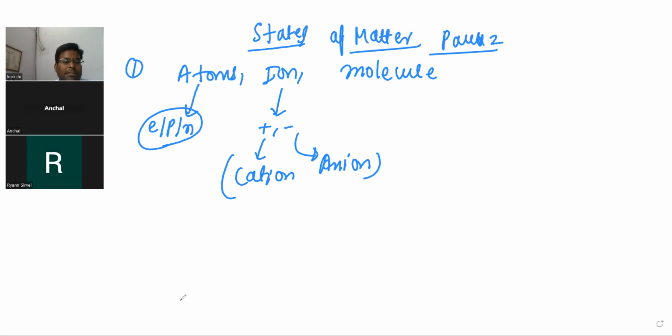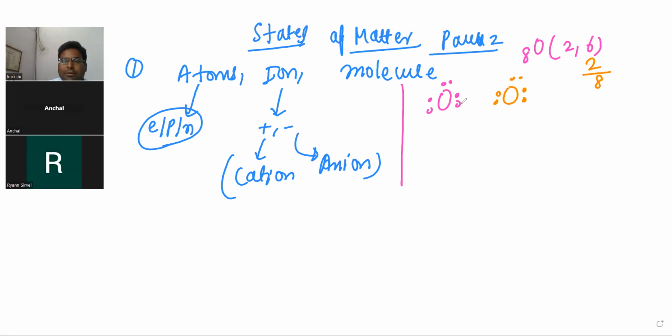And molecules, how are they formed? When two atoms combine with each other. Oxygen has last shell electrons 6, right? We know the atomic number of oxygen is 8, 2,6 electronic distribution, so it needs 2 more electrons to complete its octet. So I have given it 2 electrons. In a similar manner, another atom of oxygen has 6 electrons, so it will share the electrons with this atom.